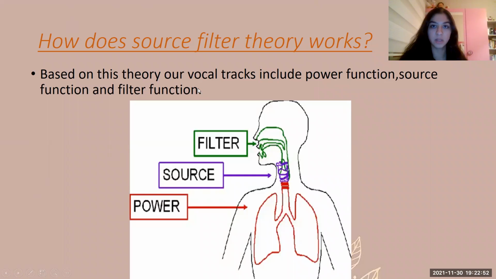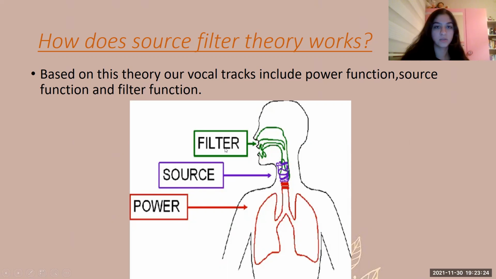How does source filter theory work? Based on this theory, our vocal tract includes power function, source function, and filter function. So the process starts from the power function. This function takes place in the lung area. And the second one is the source function. It takes place in the laryngeal cavity.